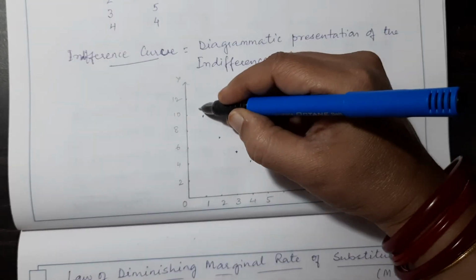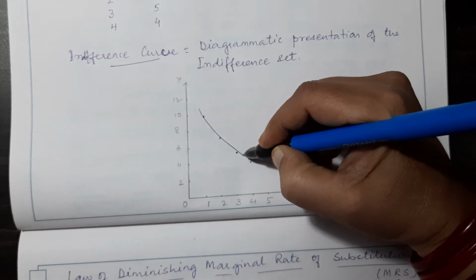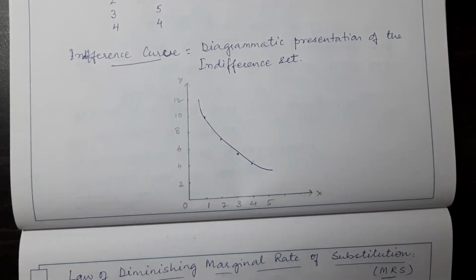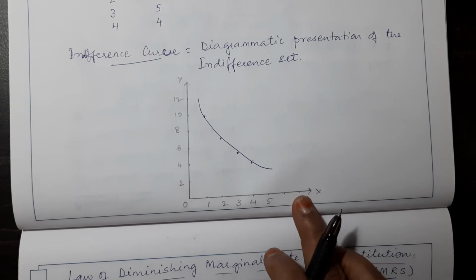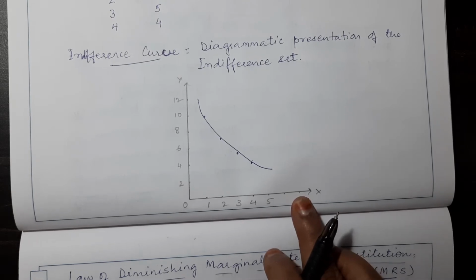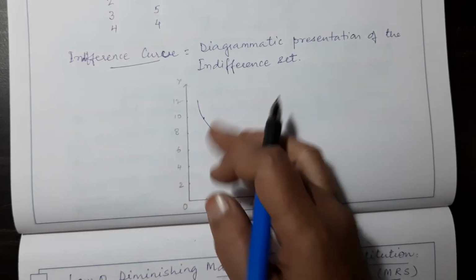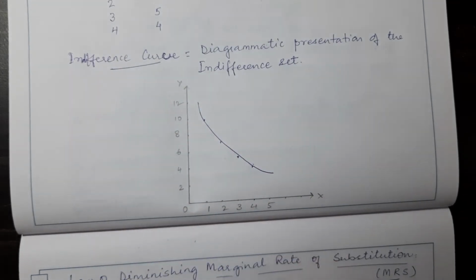So now if you try to join these points carefully, you get a curve. So this is called the indifference curve, right? So how to remember this? Curve C. So indifference curve is a C-shaped curve, right?